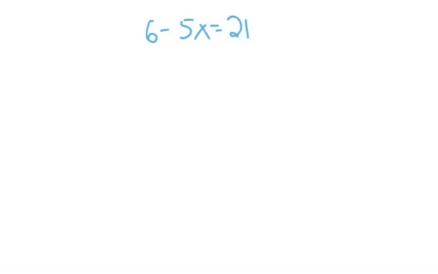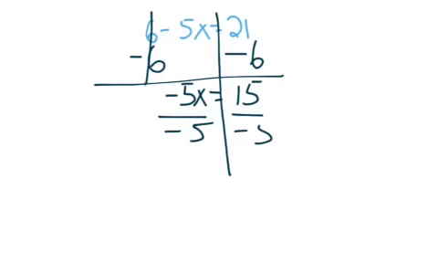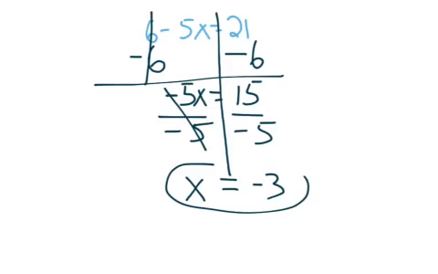Next one. Draw your line down your equal sign. I need to get rid of this 6 first. So the opposite of a positive 6, I'm going to subtract 6 from both sides. Those cancel. Make sure you bring down your minus sign. Negative 5x equals 15. The opposite of multiplying by negative 5 is dividing both sides by negative 5. Those cancel. So x would equal 15 divided by negative 5 is negative 3.